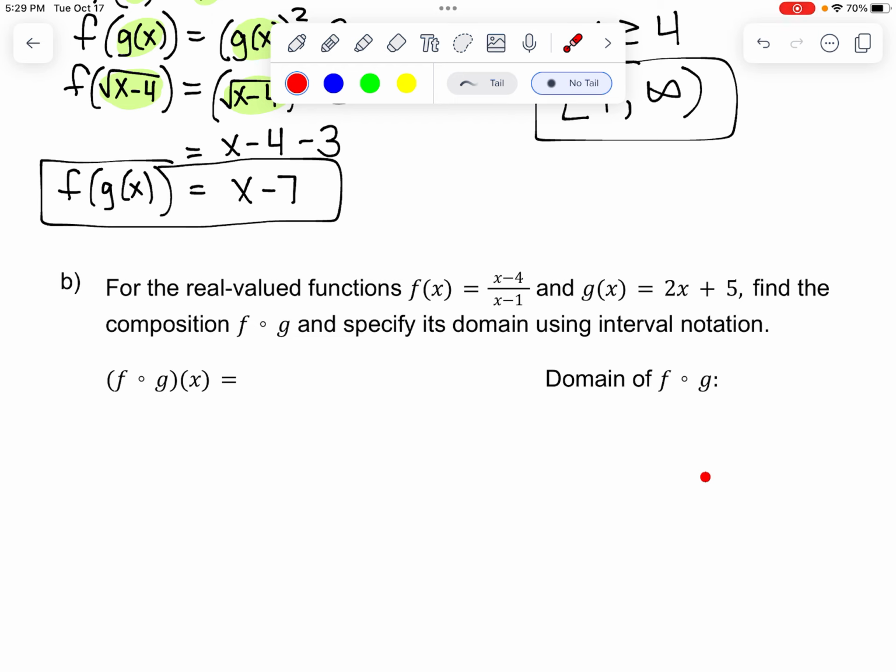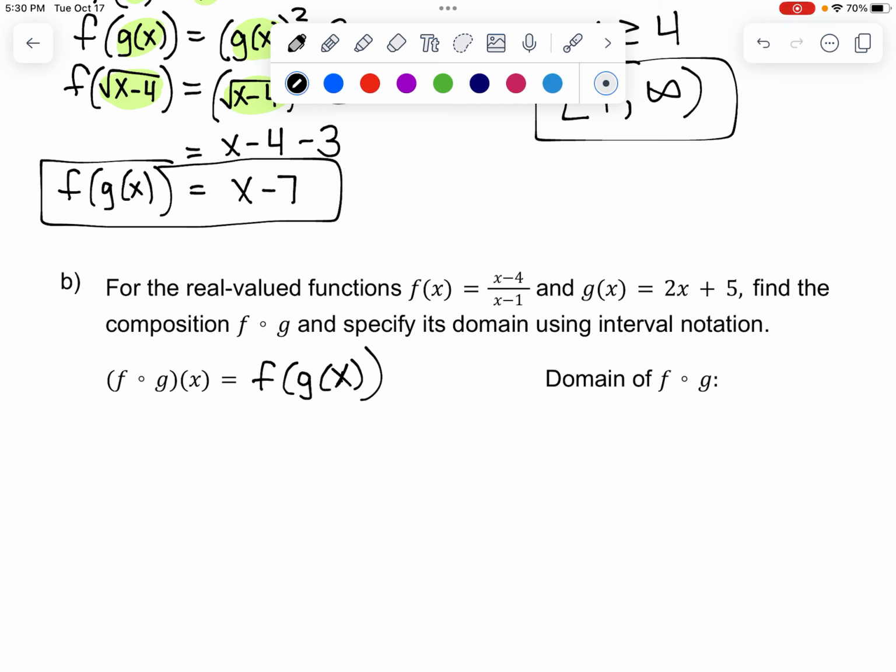It says for the real valued functions, f of x equals x minus 4 divided by x plus 1, and g of x equals 2x plus 5, find the composition f of g and specify its domain using interval notation. So again, this is an f of g of x. And so we want to use the f function, but we're going to substitute the g of x function in for our input of f.